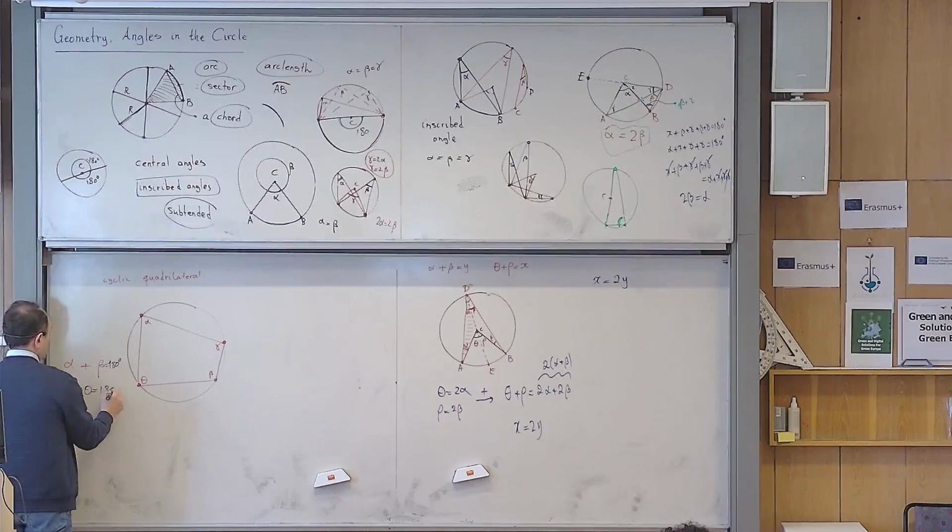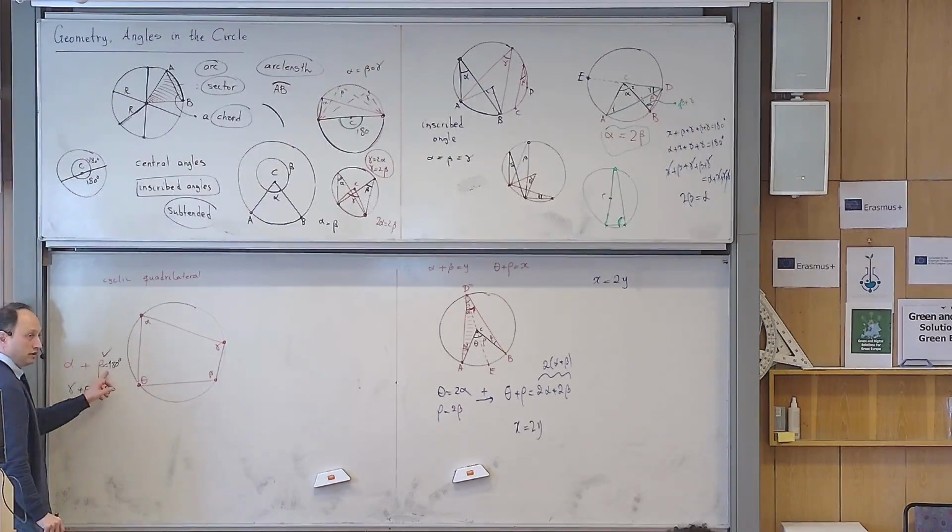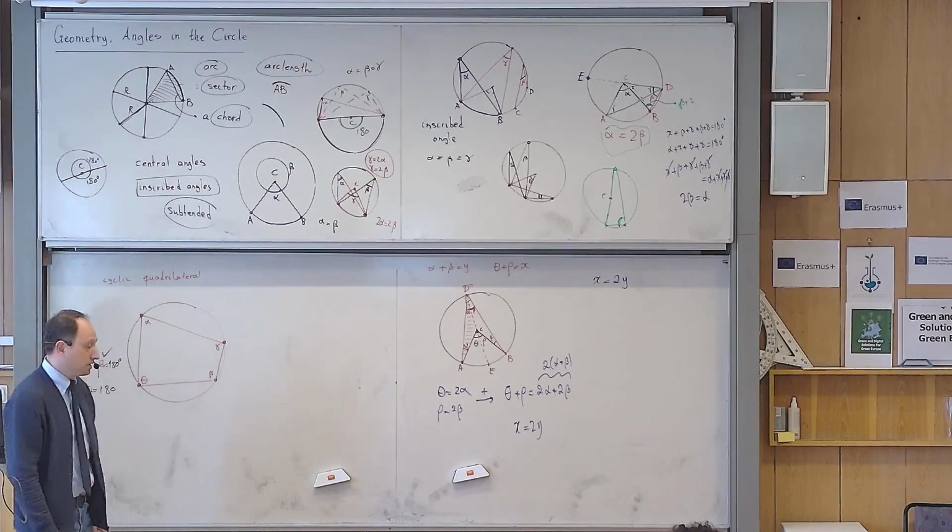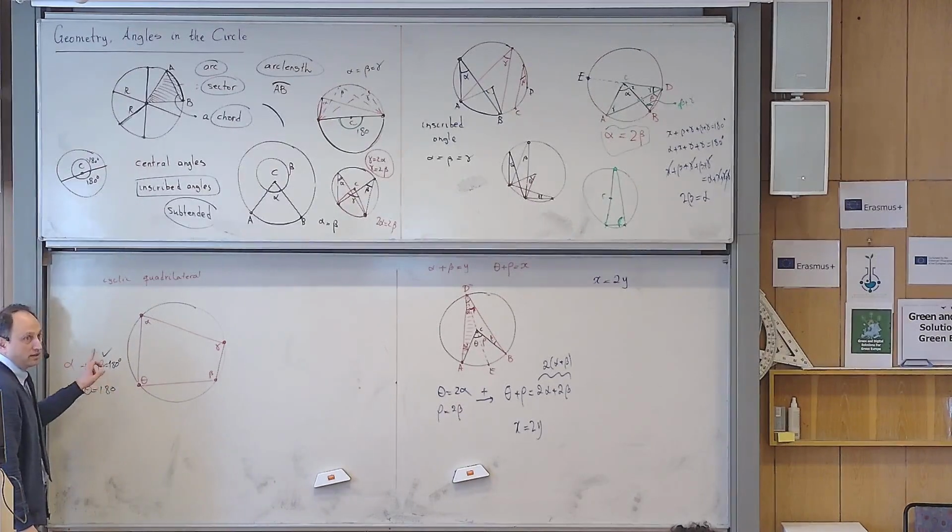The same, because the sum should be 360 degrees. If you can defend this one, it is automatically concluded. Because the sum of all of them is supposed to be 360 degrees. If you can defend why this is true, then of course this will follow immediately.